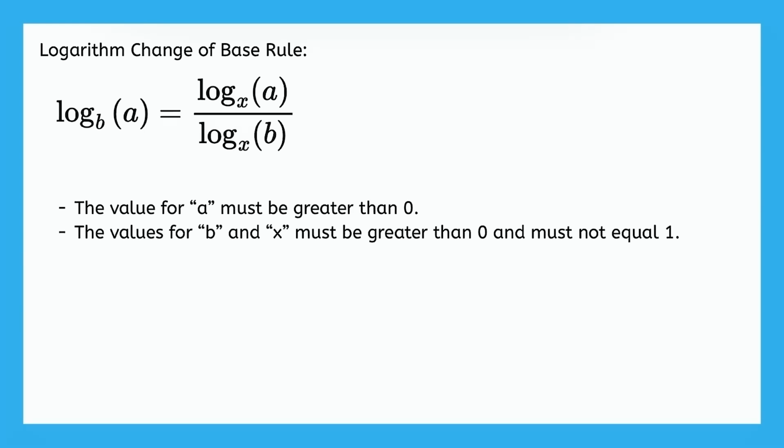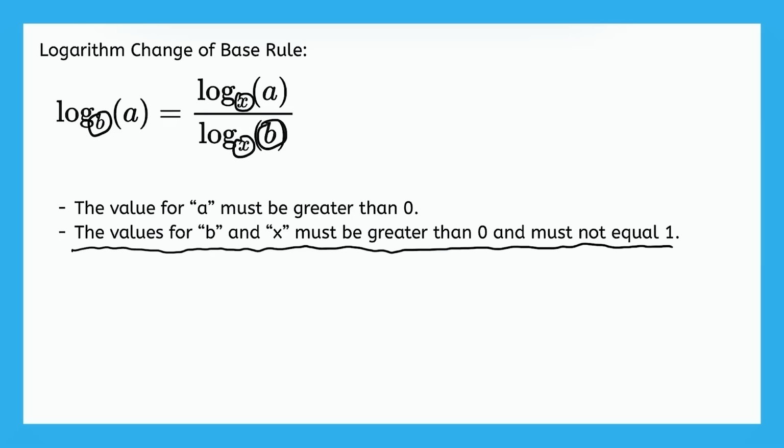So here we now have the logarithm change of base rule. Before we go through this rule step by step, let's talk about the parameters. The first parameter is that the value for a must be greater than 0, and that a is referring to that part of the logarithm right there. In other words, the argument must be greater than 0. The next parameter that we need to remember is that the values for b and x must be greater than 0 and must not equal 1. That parameter applies to this right here and both of those x's as well as this b again.